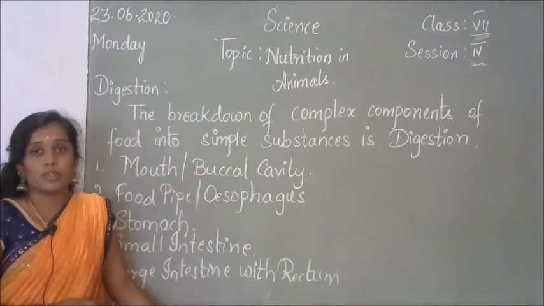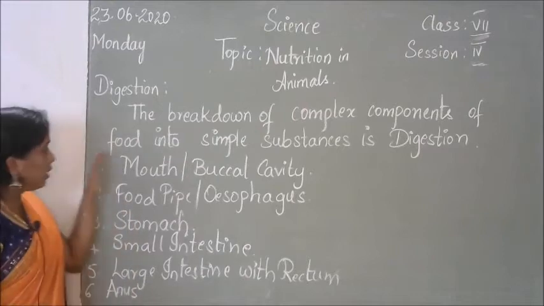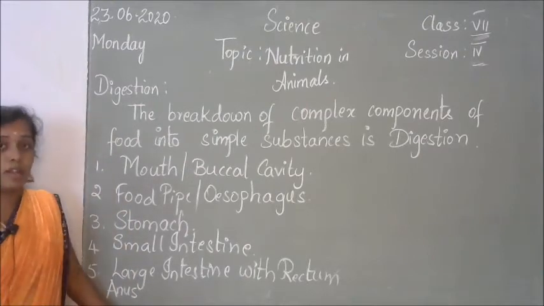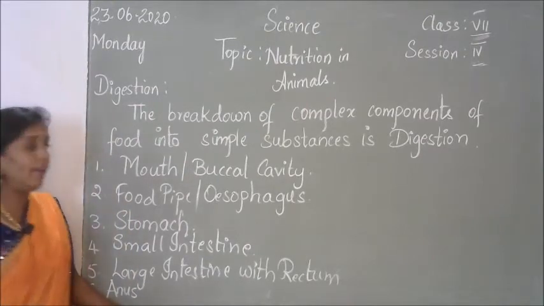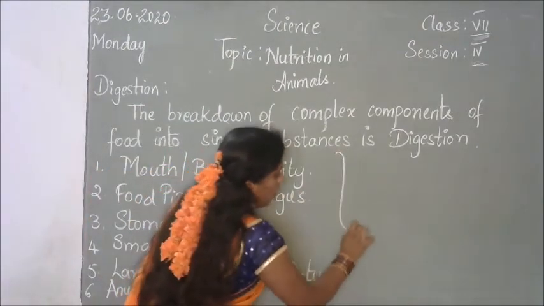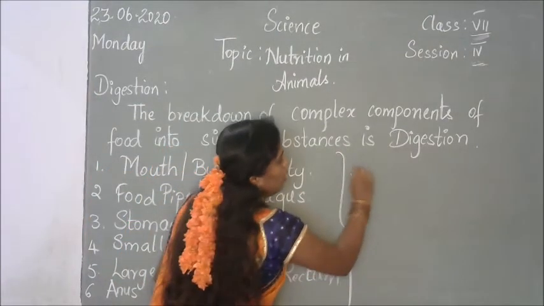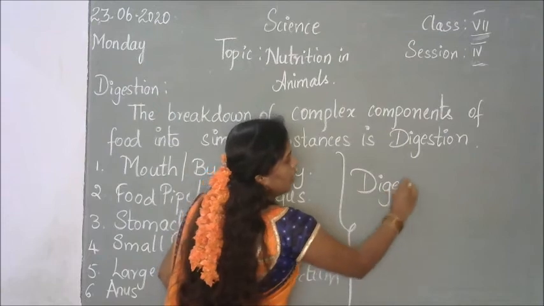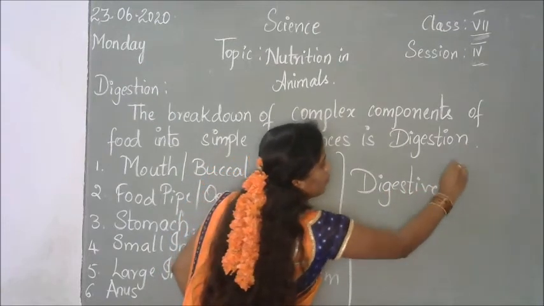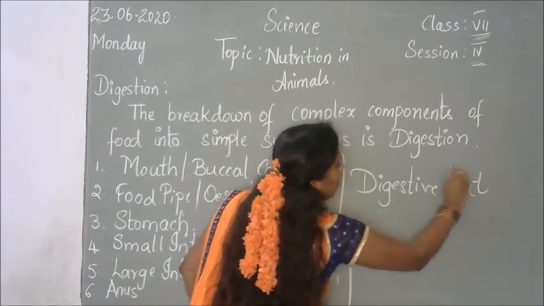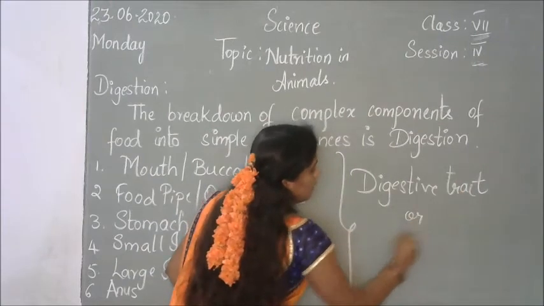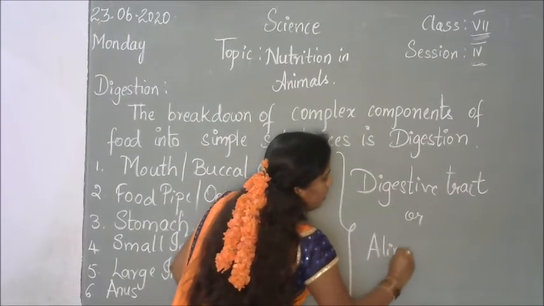So these parts together are called the digestive tract or alimentary canal. All of this together is called what? Digestive tract, or it is called the alimentary canal.